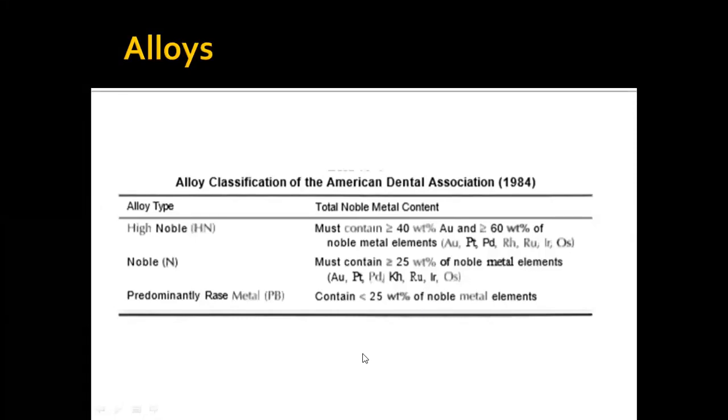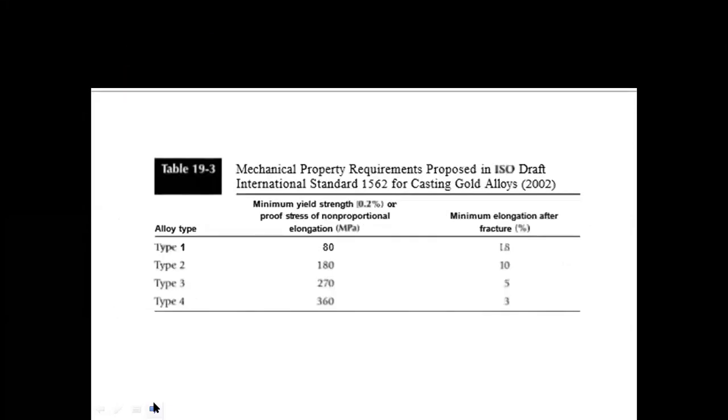Now, this is a classification from the textbook. So you have to remember what is high noble, noble, and predominantly base metal. Then you have mechanical property requirements.